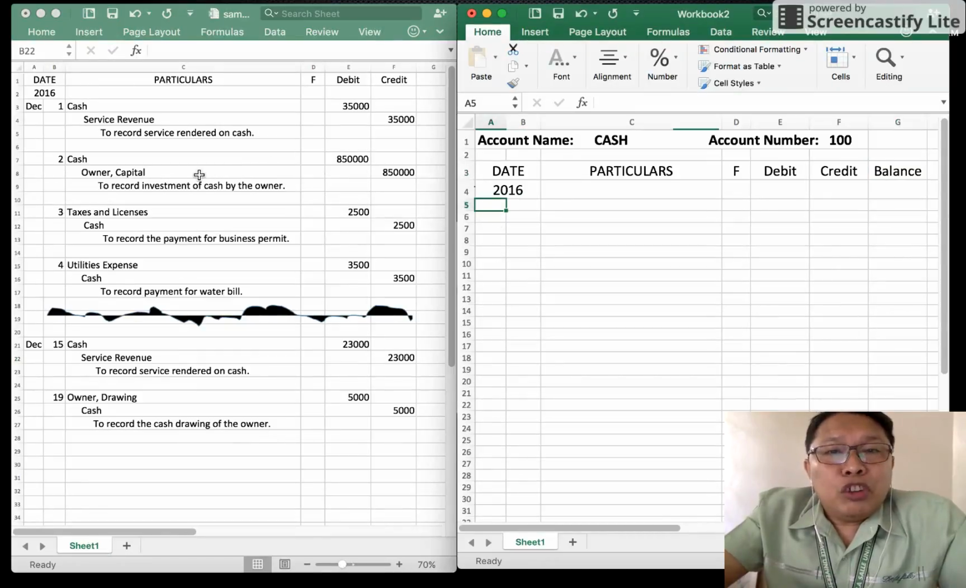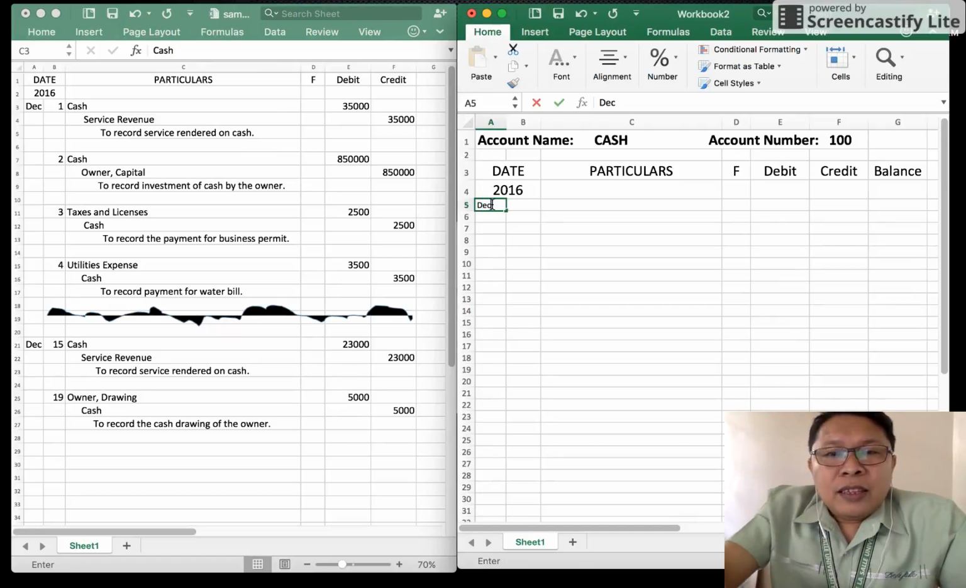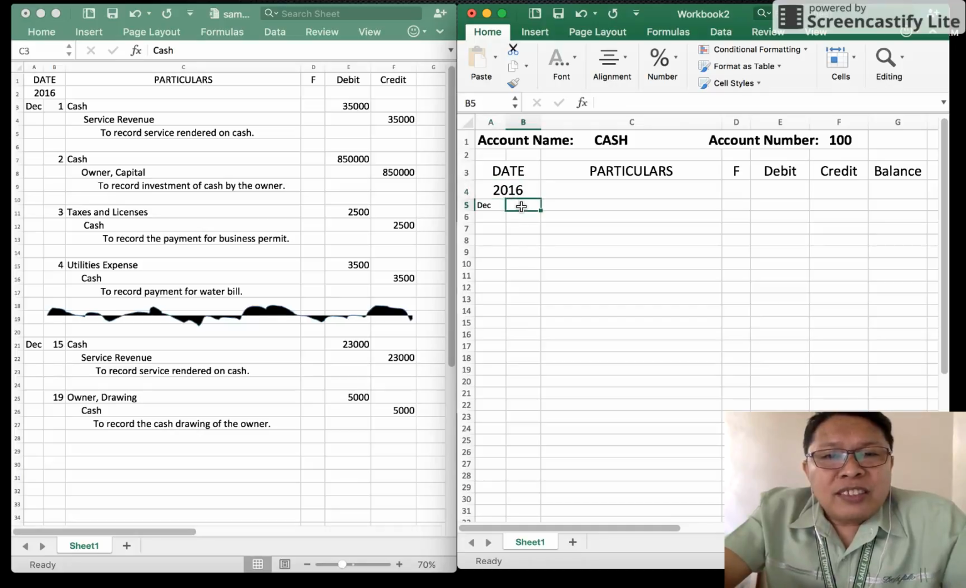We call that process posting. So we will be posting the entry for cash for our ledger in cash. Since on December 1, we have a debit of cash, which happens because the business received it for the service rendered. So we have to write here December 2016, which should only appear once. This is just similar to writing in the general journal. The rule is the same.